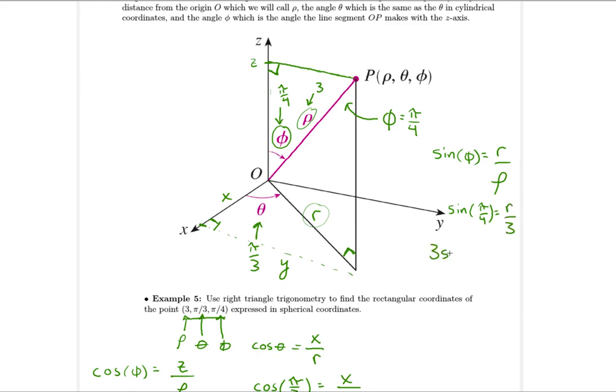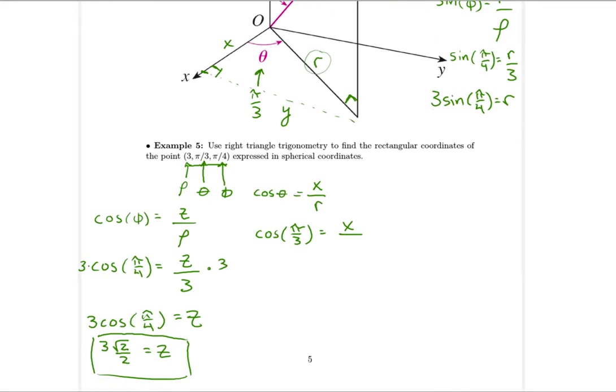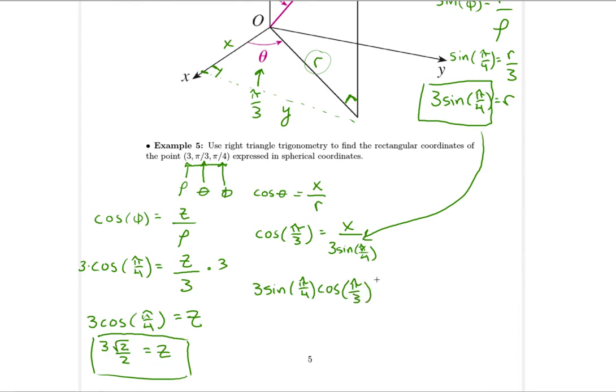So that means 3 times the sine of pi over 4 is equal to my r, which then allows me, instead of r, to stick this in for r down here. So this will be 3 sine pi over 4. So I can multiply both sides and get 3 sine pi over 4 times the cosine of pi over 3 is my x, which is 3.